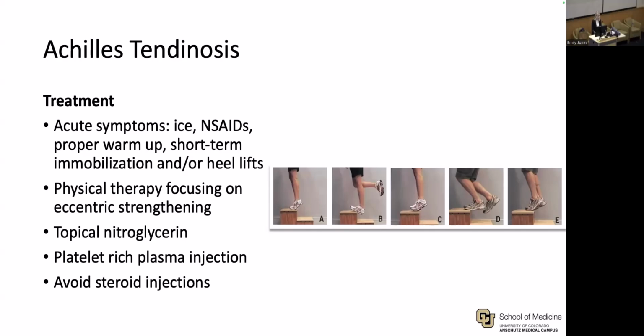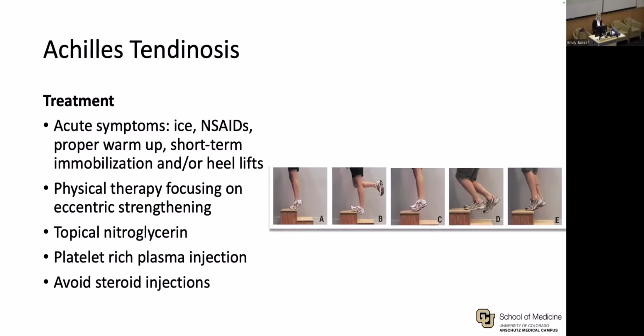The physical therapy is going to focus on eccentric strengthening. So this is a story that I love telling because long ago there was an orthopedic surgeon who had really bad Achilles tendinosis, and he was trying to get his partners to operate on him to make it better. And they were like, no, we're not going to operate on you unless you tear your Achilles. So then he set out to tear his Achilles tendon.